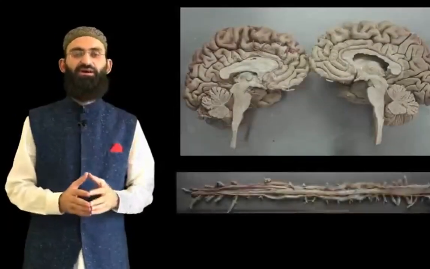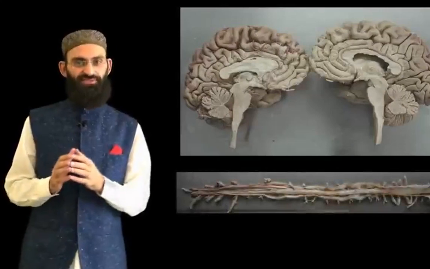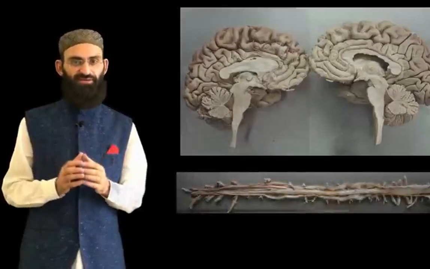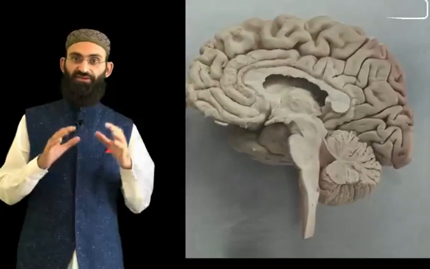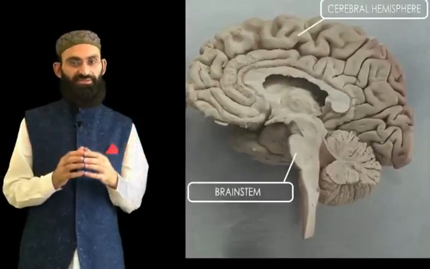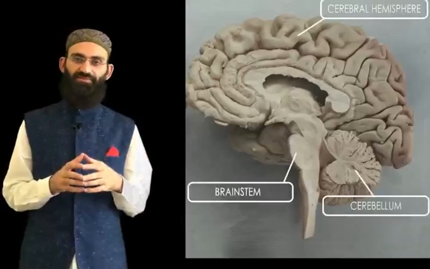Nervous system is divided into central and peripheral nervous system. Central nervous system comprises of brain and spinal cord, while peripheral nervous system consists of cranial and spinal nerves. Brain consists of cerebral hemispheres, brainstem, and cerebellum.